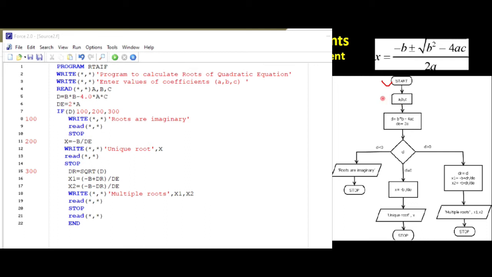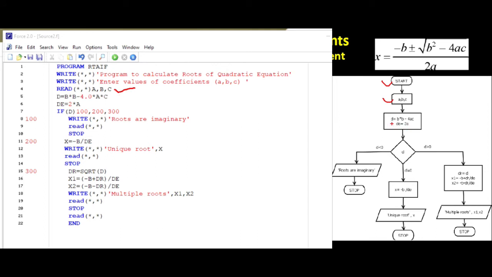Then next is to read values from the user: a, b, c. To read these values we will write a message to the user. For this we will use the write command: write enter values of coefficients a, b, c. The user will enter the values and we will read them. So here we will read the values of a, b, c.